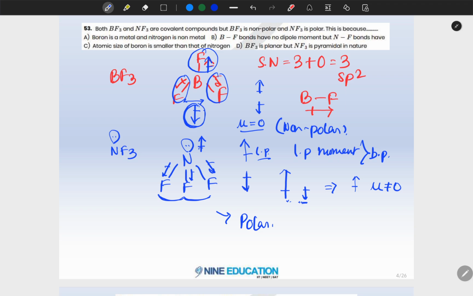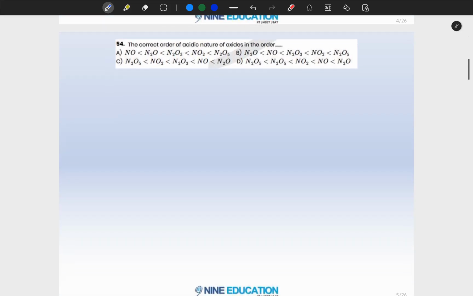That's why this molecule is actually a polar molecule. So obviously since BF3 is planar, its dipole moment is 0, and since NF3 is pyramidal, the dipole moment is non-zero. So that's why NF3 is actually a polar molecule. So D is the correct answer. Let's proceed to the next question.